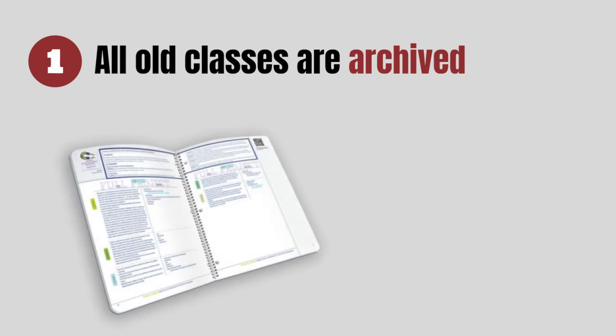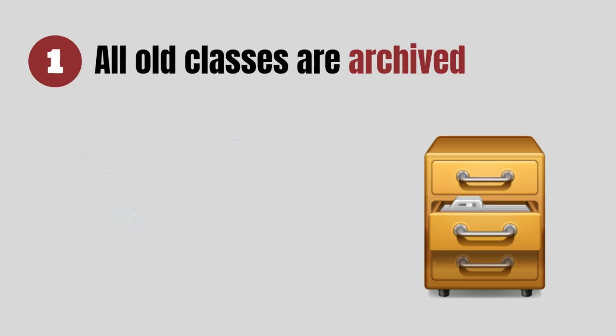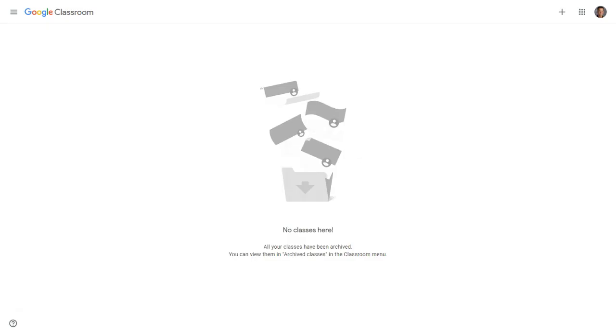This is similar to taking a lesson plan book at the end of the year. It's all filled in, and that was all the information for that specific school year. You probably don't throw away the lesson plan book. Instead, you store it in a filing cabinet. Again, you can kind of consider this like archiving. Your Google Classroom classes are the same way.